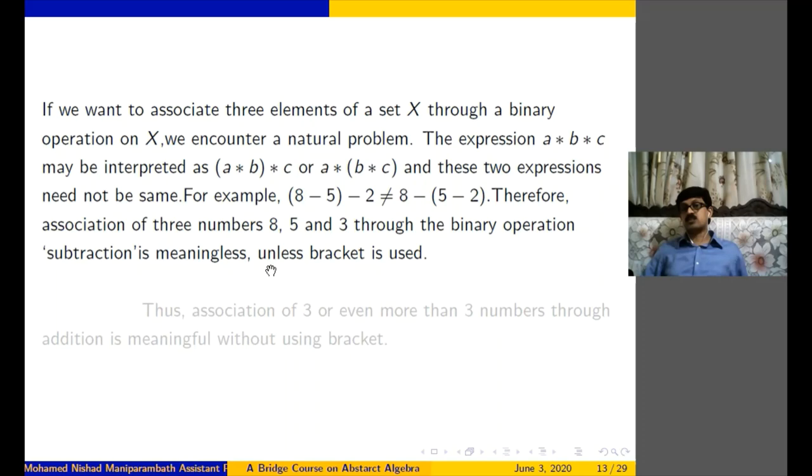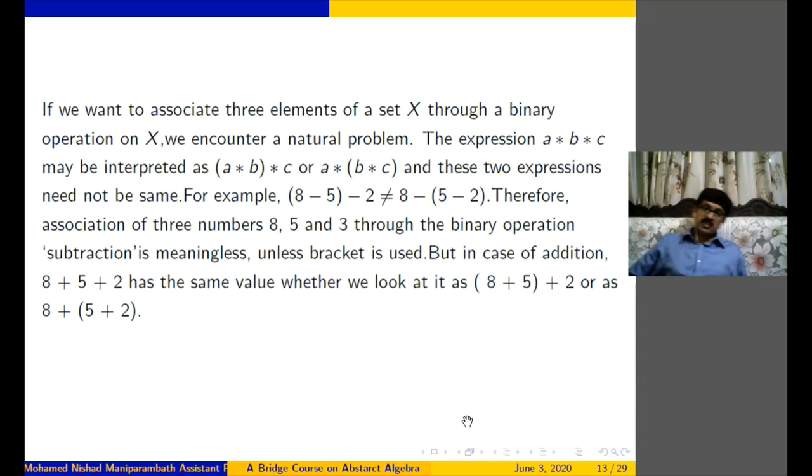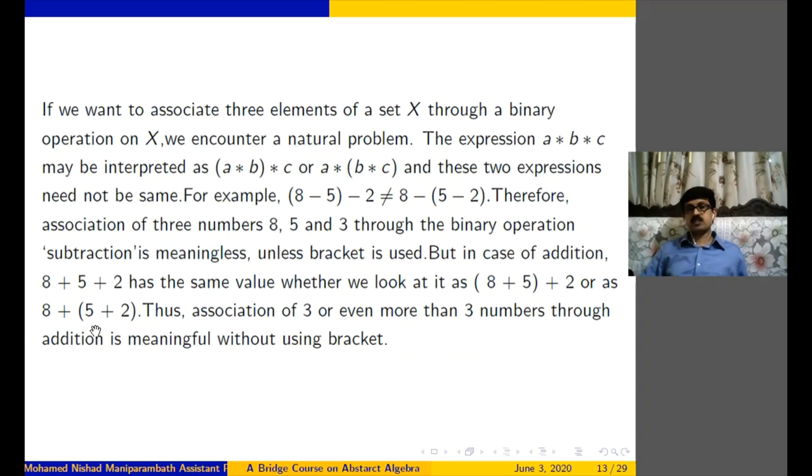But in the case of addition, 8 plus 5 plus 2 has the same value whether we look at it as (8 plus 5) plus 2 or as 8 plus (5 plus 2). 8 plus 5 is equal to 13, plus 2 equals 15. 5 plus 2 is 7, and 7 plus 8 is 15. In both cases they are the same. Thus the association of 3 or even more than 3 numbers through addition is meaningful without using brackets.